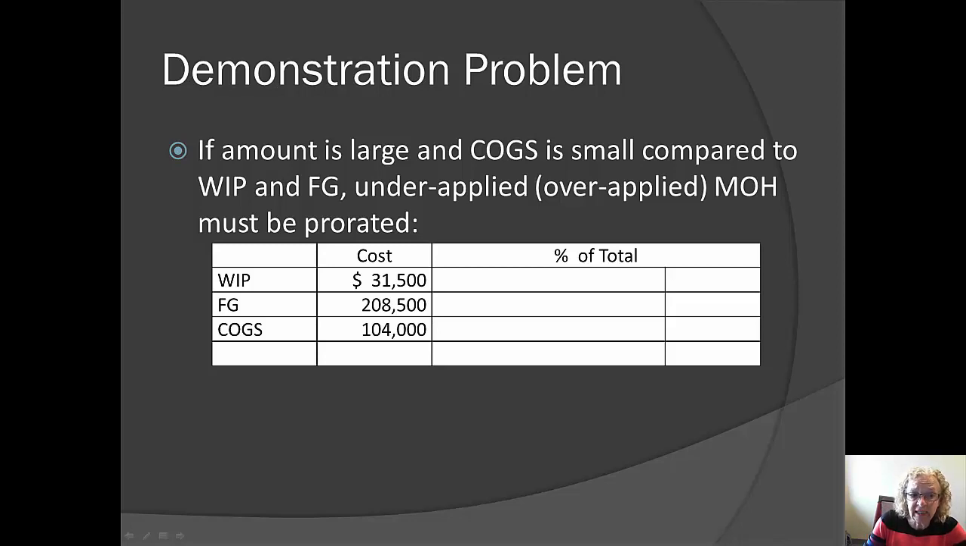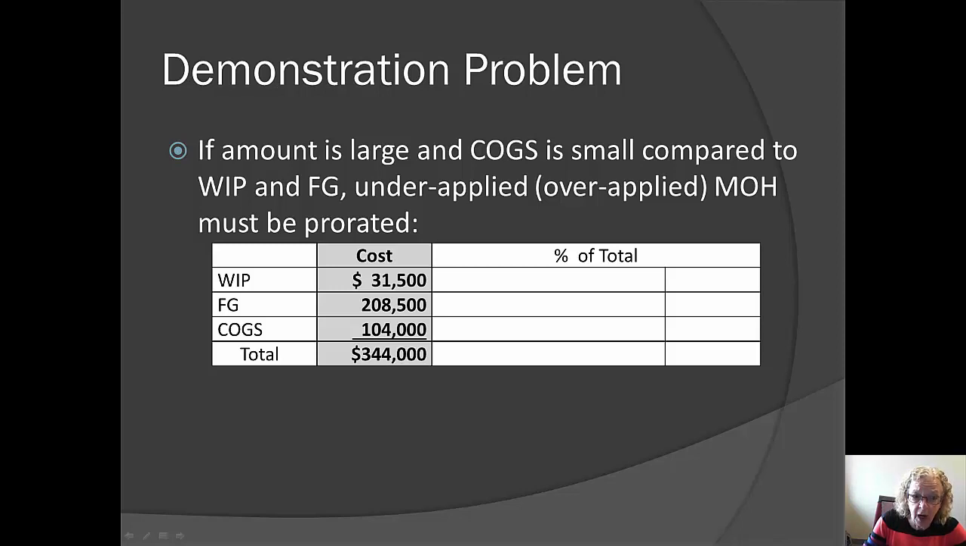And for Tightwire, this actually makes sense because we can see from the data that I've brought from the problem that we've been working on, finished goods is actually quite a bit bigger than cost of goods sold for this firm. So how are we going to handle this? The first thing that we do is add up the dollar value of these three accounts. Then we're going to use the portion that each account represents out of the total to assign the overhead.